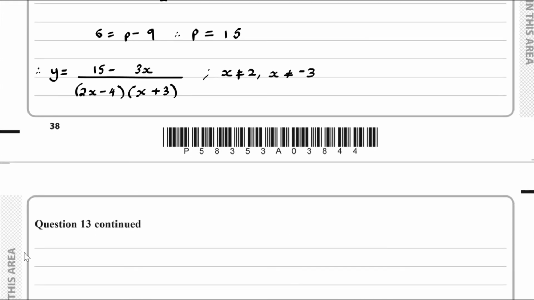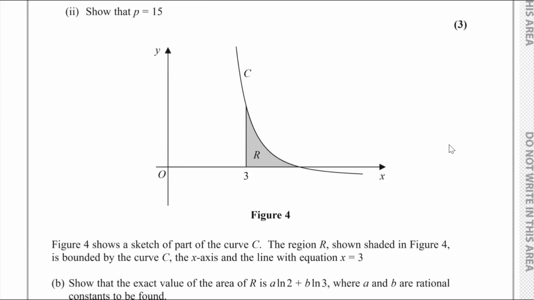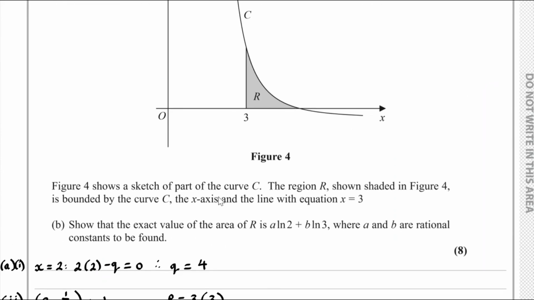So now for part B of the question, figure 4 shows a sketch of part of the curve C. The region R, shown shaded in figure 4, is bounded by the curve C, the x-axis, and the line with equation x equals 3. We have to show that the exact value of the area of R is a times the natural log of 2 plus b times the natural log of 3, where a and b are rational constants to be found. Okay?